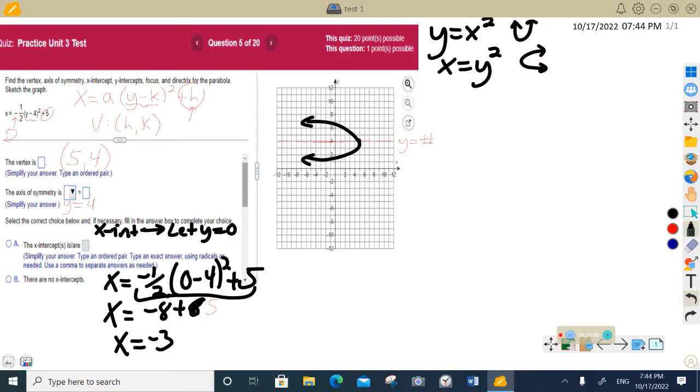So it wants it as an ordered pair because an intercept is an ordered pair. All right, notice, make sure you read your instructions on the test. So my x-intercept is going to be negative 3, 0. That was x when y was 0. That's the only x-intercept. Okay, I think there's a second part to this question. Let me pause.